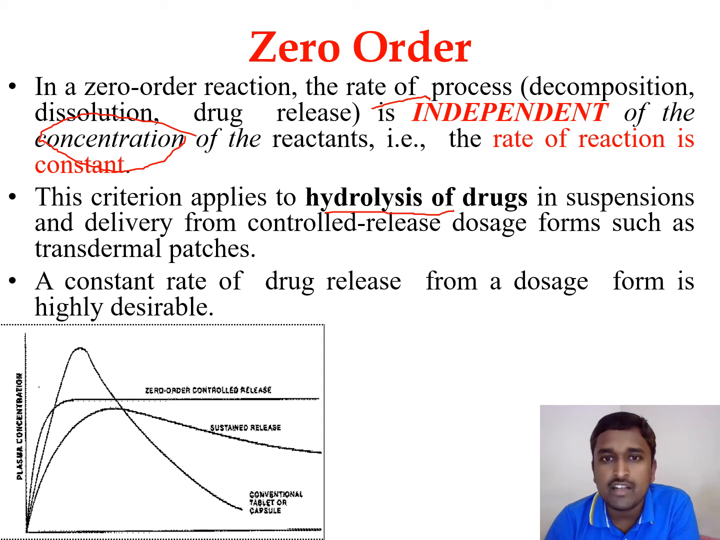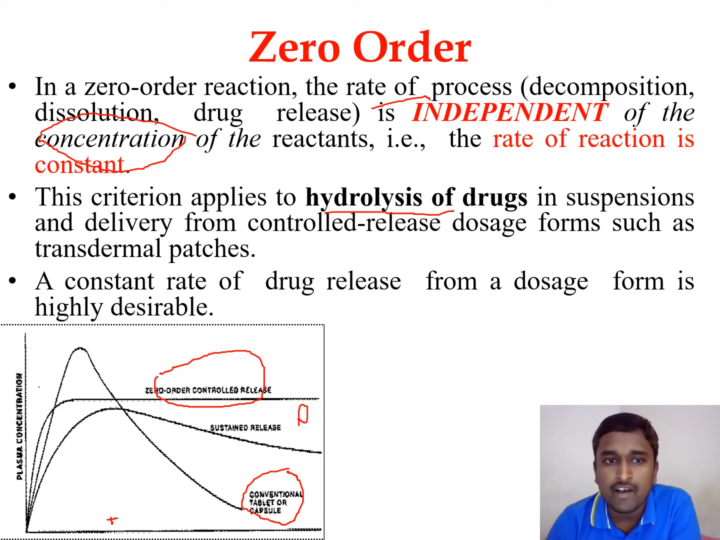For a better understanding of this zero order, I have plotted a graph here. The x-axis is time, the y-axis is plasma concentration. After taking a tablet, let us say, again the example of paracetamol, I have prepared three kinds of tablets. One is a conventional tablet, that is an immediate release tablet. Another one is a control release tablet. Let us keep aside the sustained release tablet temporarily.